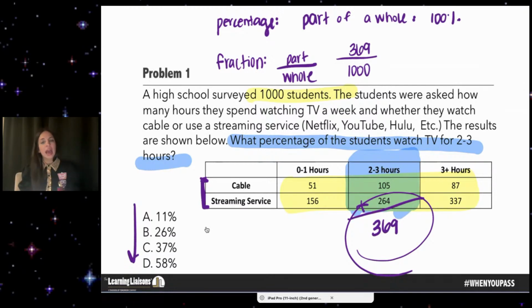What answer can I get rid of automatically? The answer I can get rid of automatically is 58%. Because I know that 50% of 1,000 is going to be 500. Half of 1,000 is 500. And this is less than half.